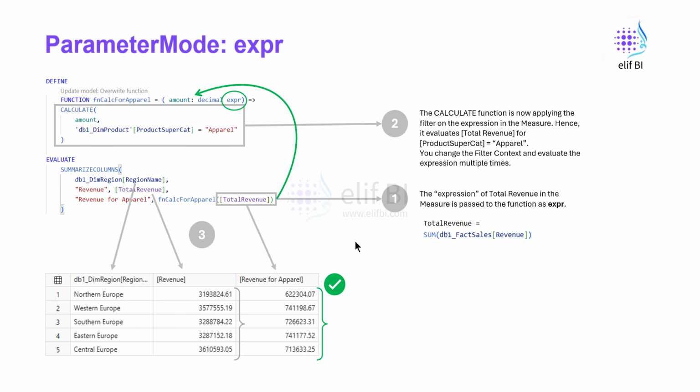So we learned that the parameter mode changes how the function is evaluated. It lets this input be influenced by the subsequent filter context changes, as we can see. And in case we are writing the expression, it gets evaluated inside the function. That means that calculate can change it.